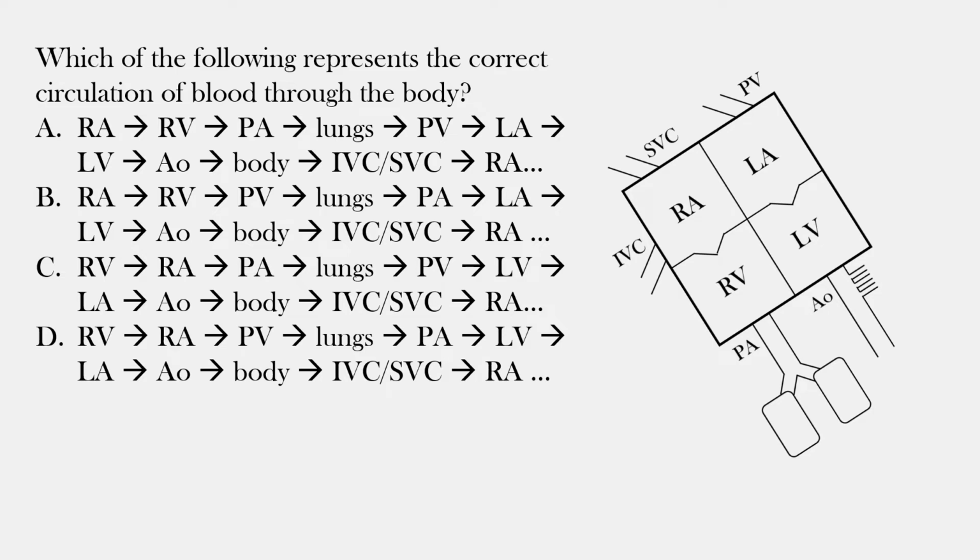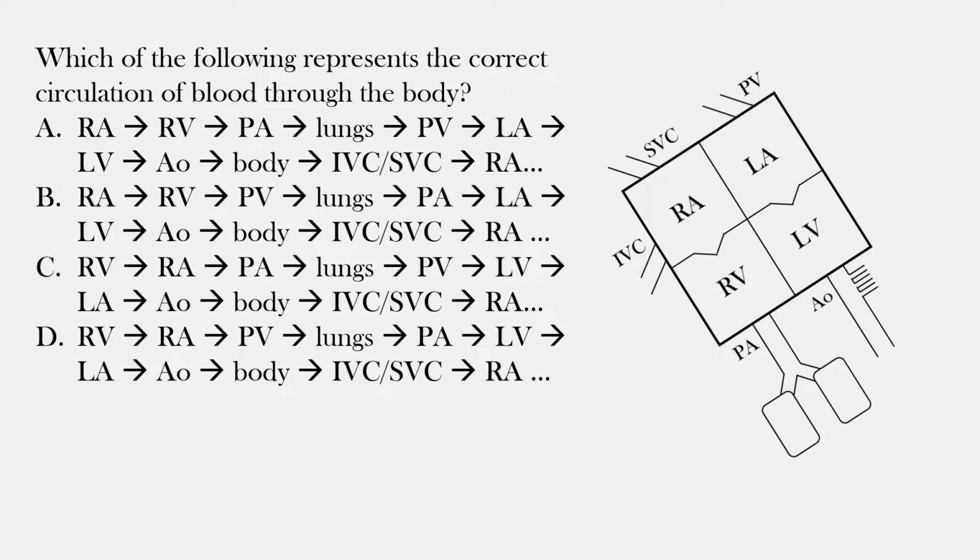This question asks, which of the following represents the correct circulation of blood through the body? So we have four different choices here, A through D. Remember, RA represents right atrium, RV right ventricle, PA pulmonary arteries, lungs, PV is pulmonary vein, LA left atrium, LV left ventricle, AO is the aorta, then we have the body, IVC and SVC, or inferior and superior vena cava, and the right atrium.